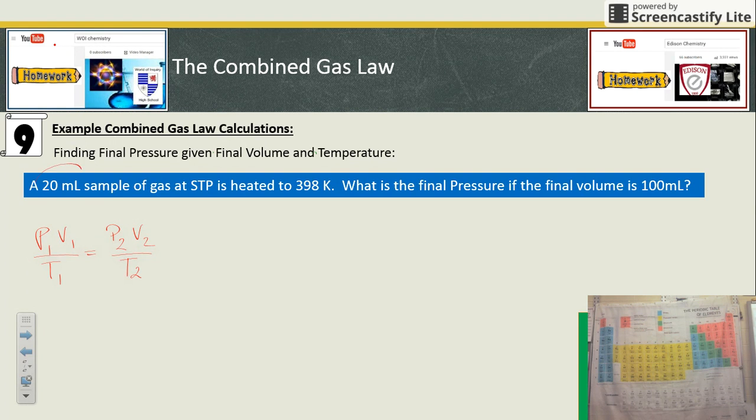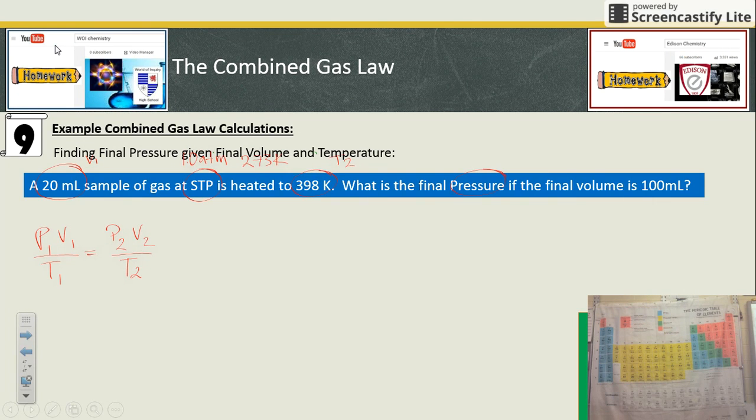20 mil sample, that's volume 1. STP, well, that's 1.0 atmospheres and 273 Kelvin. It's heated to 398 Kelvin, so that's temperature 2. What's the final pressure if the final volume is 100 mils?